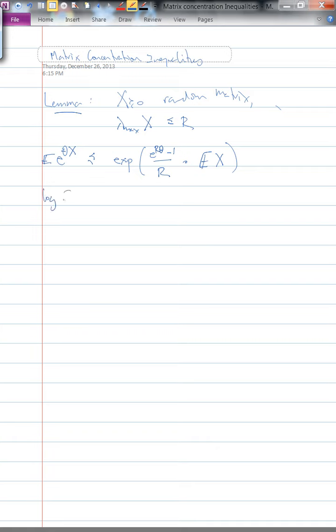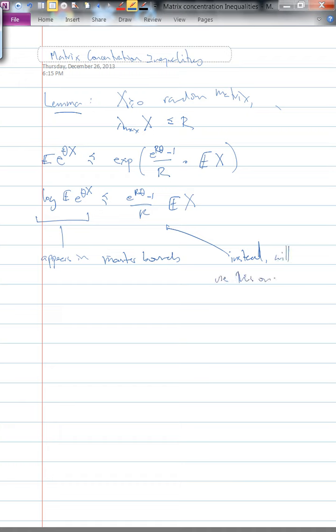And from that we can quickly get that the log of the expected value of e to the theta X is again less than, in the ordering, (e to the R theta minus 1) over R times the expected value of X. So what's happening here is that this is the matrix that appears in our master bounds, but instead, we will use this one. So one key point is the fact that trace respects the semi-definite ordering. That's one of the key facts that we're going to use and why this is useful.